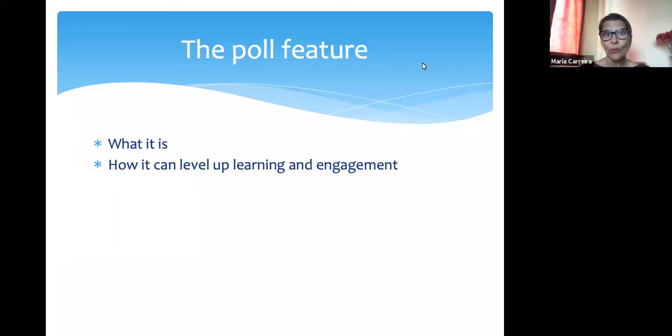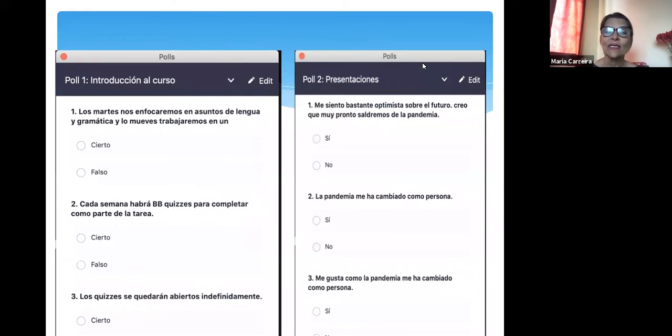So let's start with what it is. What is the poll feature? On your screen, you can see two sample polls, and this is the view that your students would get when they're taking a poll. As the instructor, you would also see how they're responding, how many are answering yes or no to your questions. And after your students are done answering your questions, you would be able to share the results.